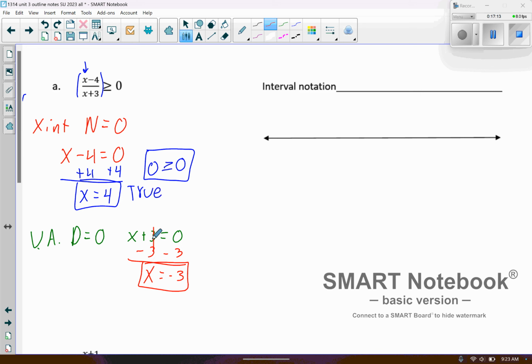It makes it undefined. So let's see, we're going to plot -3, and we'll plot 4 over here. So in this case, like I said, the vertical asymptote or the restricted value cannot be included, so that'll be an open circle. And then 4, in this case, it will be included, the x-intercept.